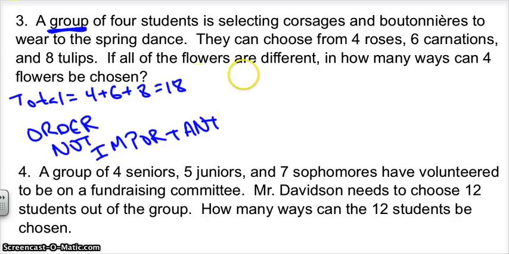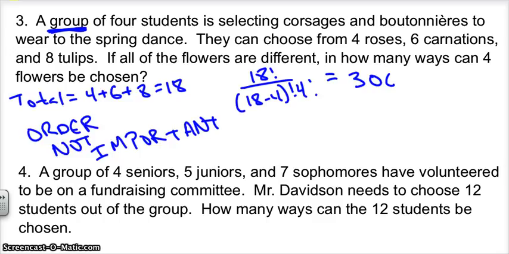So how do we write this out? Using the formula, we would go 18 factorial over 18 minus 4 factorial times 4 factorial, which would give us an answer of 3,060 ways 4 flowers can be chosen. But now we don't want to write it out like that, so let's say we want to use our calculator.